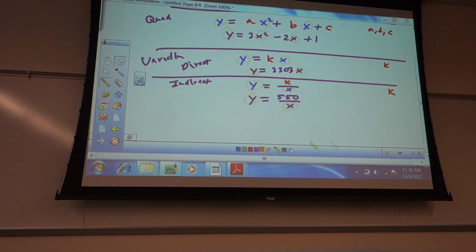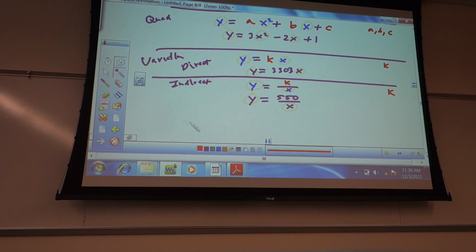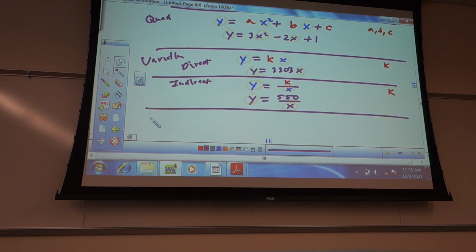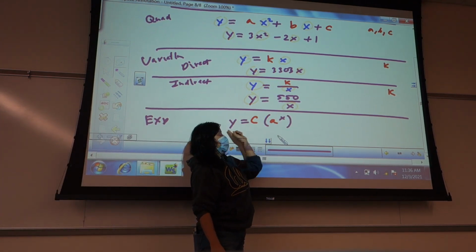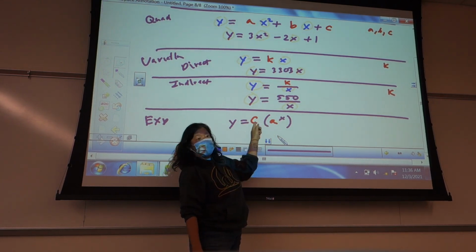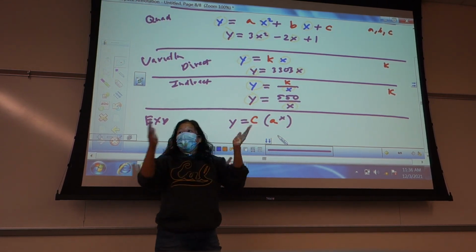So for ours, what we're looking at is exponential. So we have y equals c times a to the x. c is a constant we need to find. a is another one we need to find. But y and x are always going to be y and x. So we need to find c and a. If we find c and a, we have our problem.